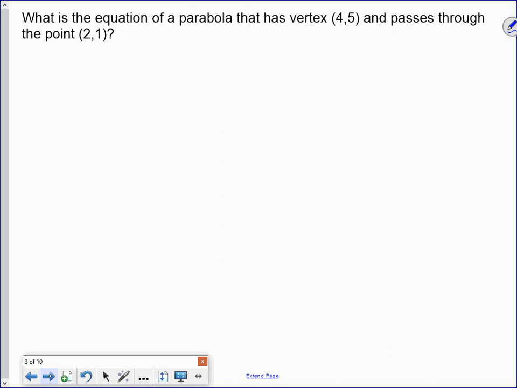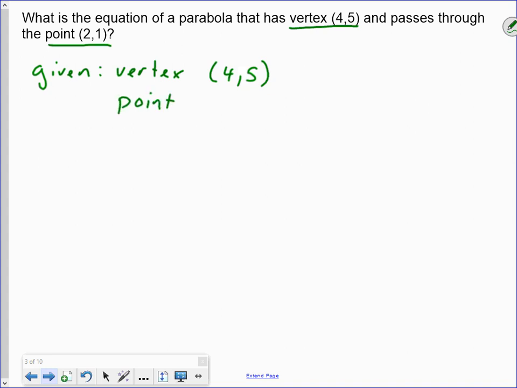What is the equation of a parabola that has a vertex (4, 5) and passes through the point (2, 1)? So let's look first at what is our given information. Well, we are given the vertex, which is the point (4, 5). And we're also given this point, (2, 1).